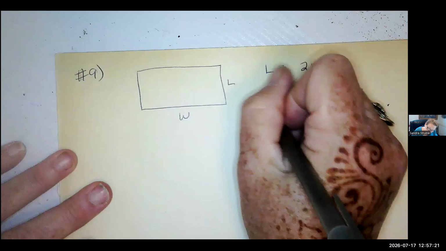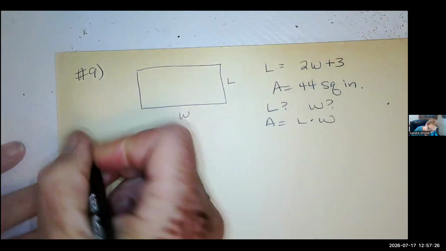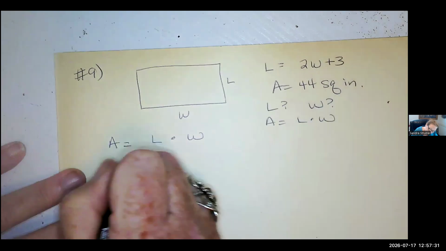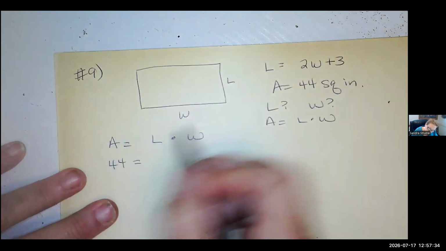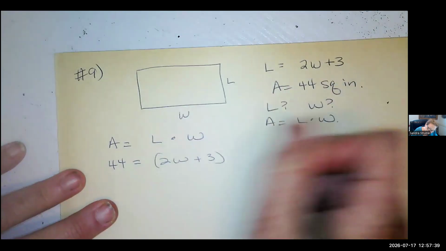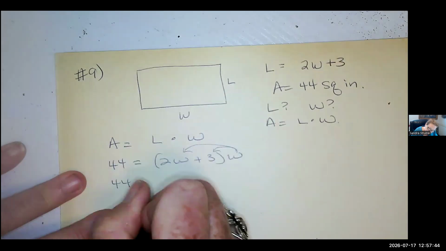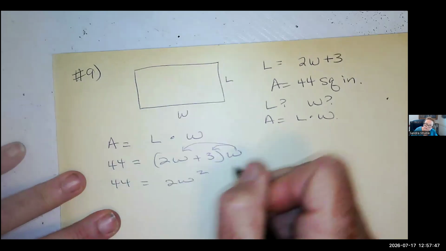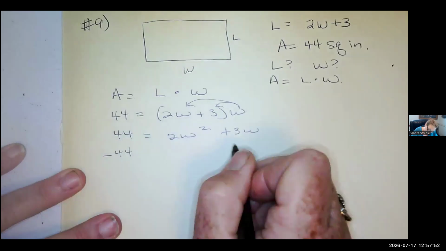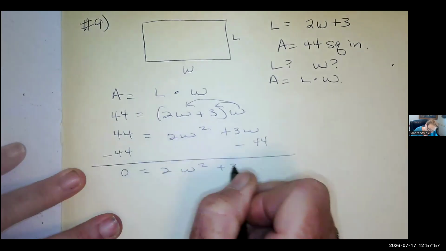Well, I need area is equal to length times the width. Area is 44. The length, they're telling us, is 2W plus 3, times W. We have to distribute: 2W squared plus 3W. And then get this equal to 0. Subtract 44 from both sides. Factor.